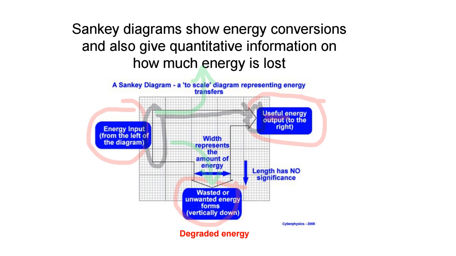You would use the size of your arrows to quantify this, the amount of energy that's being used. So your scale diagram here, the number of squares or the length, would quantify the amount of energy you're using. The same with the amount of energy that's useful and the amount that's wasted.